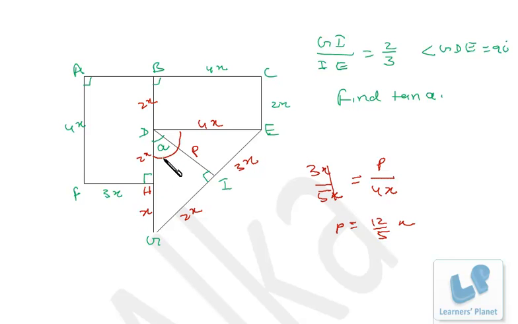Now tan A is actually what? Perpendicular by base. This is perpendicular and this is base, right? So perpendicular is 2x and base is 12 by 5x. So tan A is equal to perpendicular by base. Okay. So that's 5 by 6. We had to find out the value of tan A, that's 5 by 6, right?